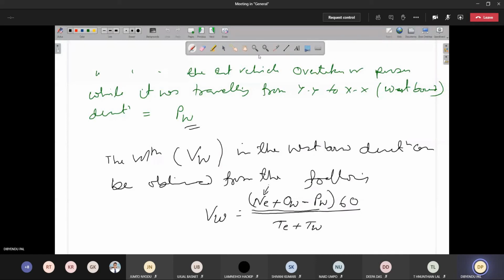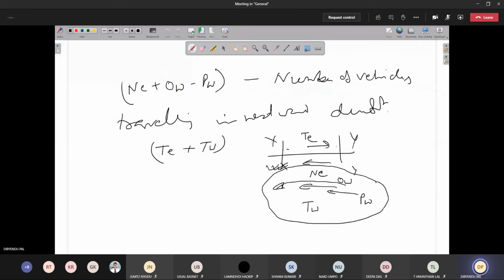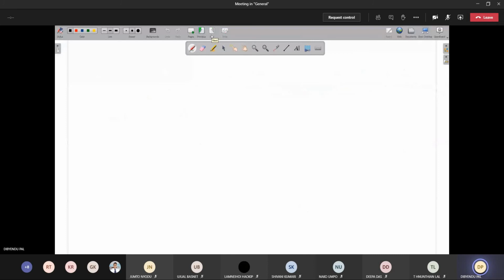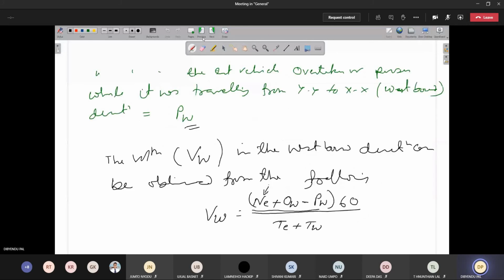Now we want to know the average travel time, so that we can calculate. If we apply a similar approach, then we can also find out the travel time and volume in the other direction. This was the volume in the westward direction. Similarly, we can find out what should be the volume in the eastward direction.